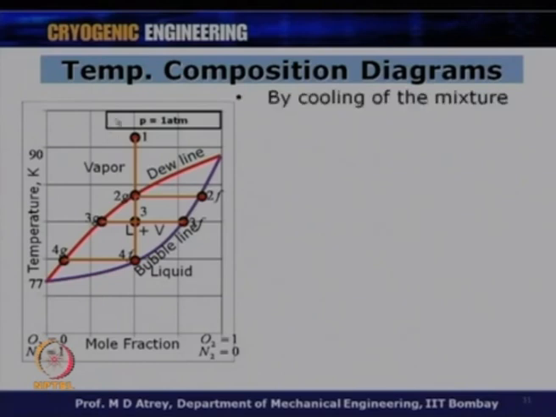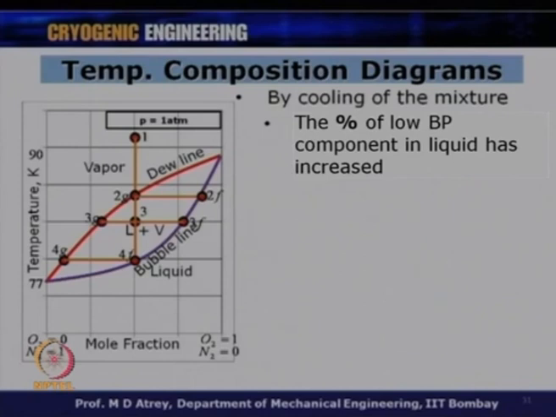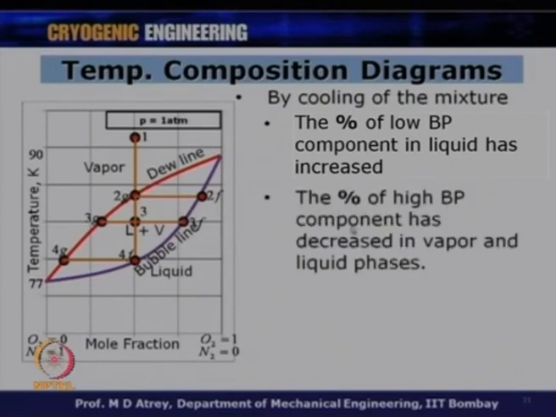So, what do we understand? By cooling the mixture, which is what I have been saying all through, the percentage of low boiling components in liquid has increased. When I am cooling it from 1 to 2G, 2G to 3 and 3 to 4F, what is happening is the percentage of low boiling component has increased while the percentage of high boiling component is decreasing slowly. The percentage of high boiling component has decreased in vapor and liquid phases. If you see this vapor, the percentage of the high boiling component, oxygen, has decreased. If you see this liquid, the percentage of oxygen, which is the high boiling component, has decreased. What is happening to the mixture?